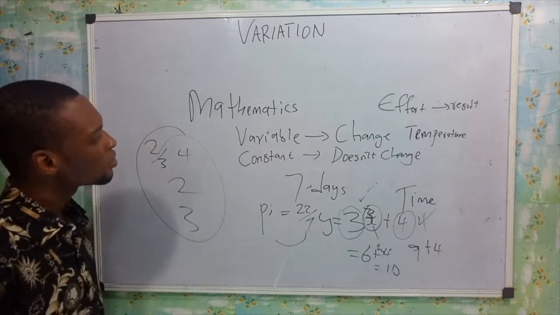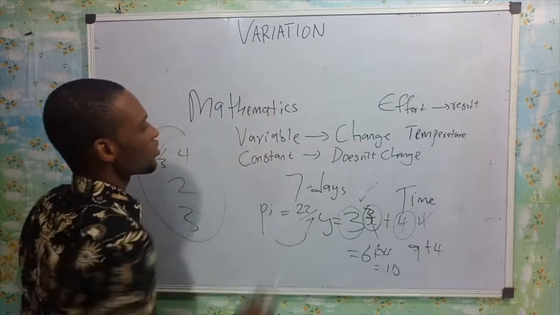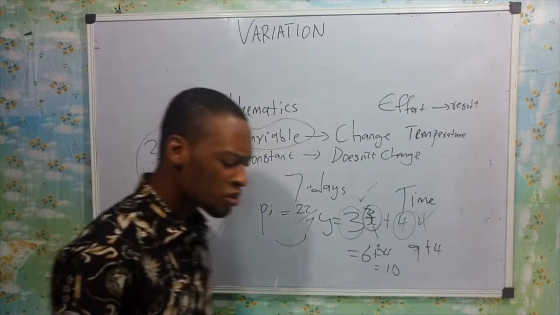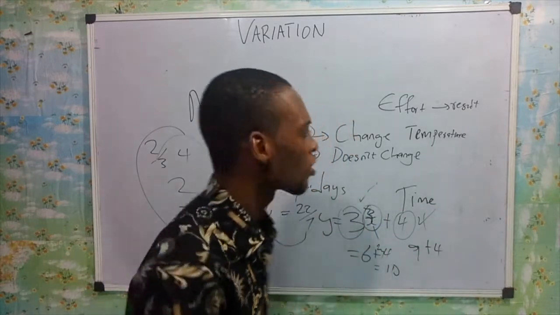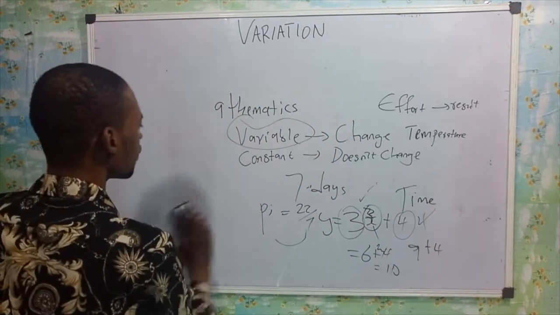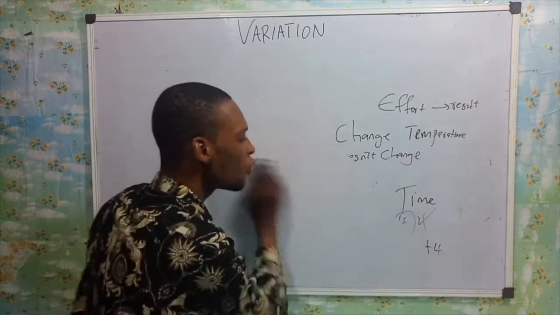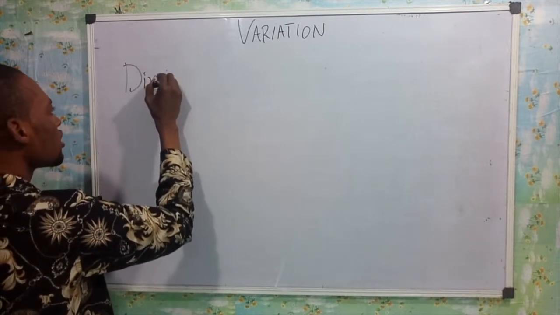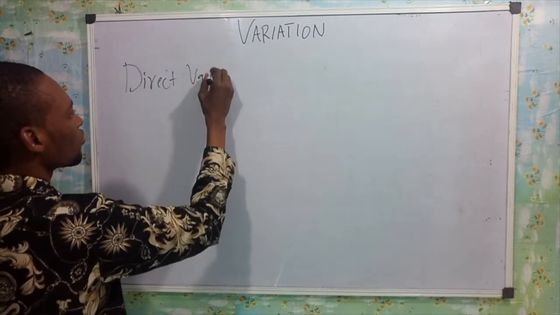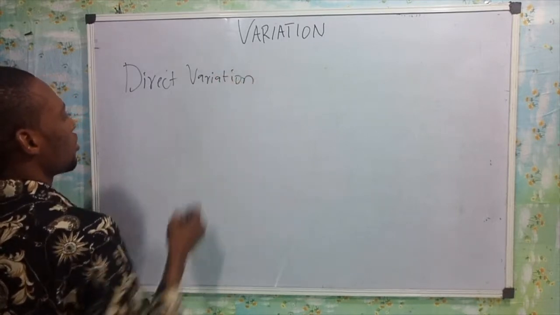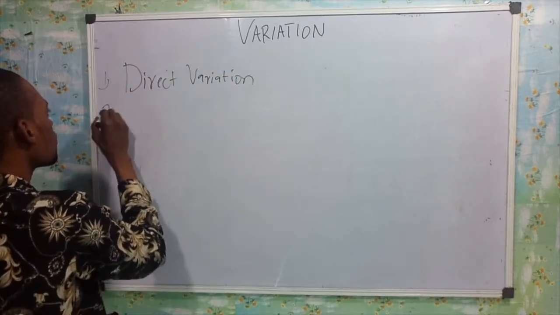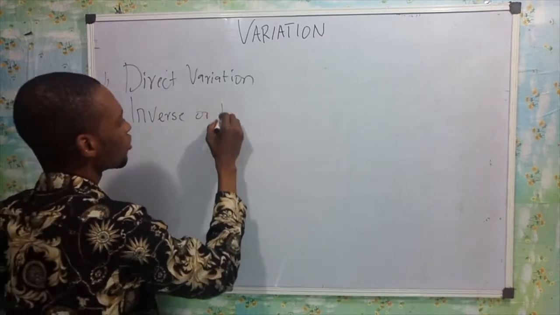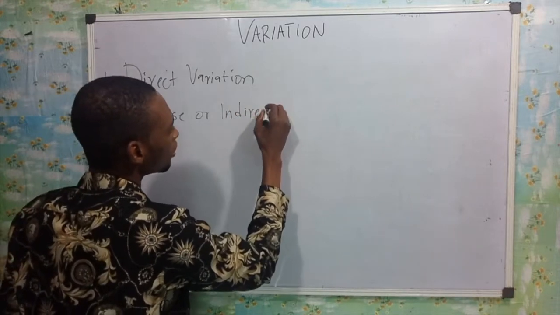Okay, so variation speaks about variable, how stuff change. But in JAMB syllabus, what are you expected to know under variation? So you're expected to know 4 types of variation or 4 kinds of variation or 4 ways that quantities vary. So the first one is direct variation. Okay? And 2, inverse or indirect variation.